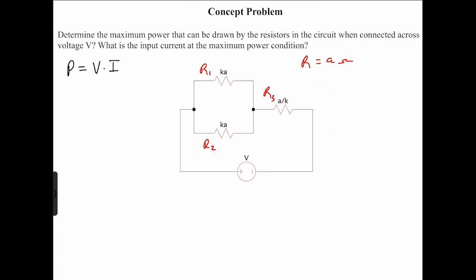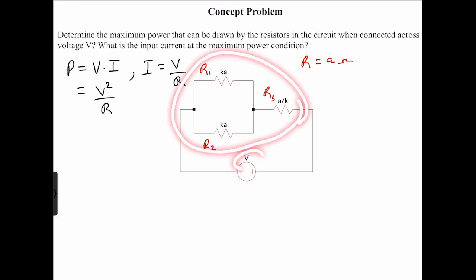The first thing we want to note is that the power equation is equal to V times I. In our circuit, we do not have any variable for I, so current is not available to us. However, we do have the total resistance seen by the voltage source and the voltage source V. Thus, we can write I is equal to V over R. Then power becomes V squared over R. So we can go ahead and find the total resistance seen by the voltage source V.